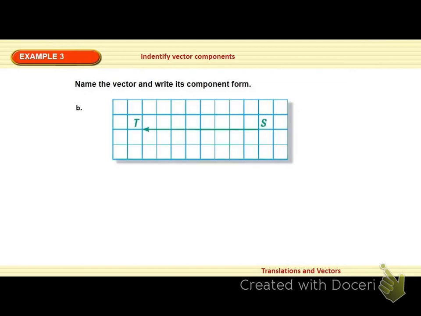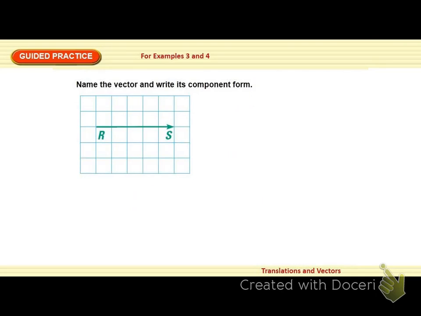Okay? Same thing with this guy. We're still going to call it vector ST because S is the initial point. T is the terminal point. Its component form would be horizontal component first. So we are going left. 1, 2, 3, 4, 5, 6, 7, 8. Left 8 means we're going negative 8. And it doesn't have a vertical component because it doesn't go up and down at all. So just make it 0.